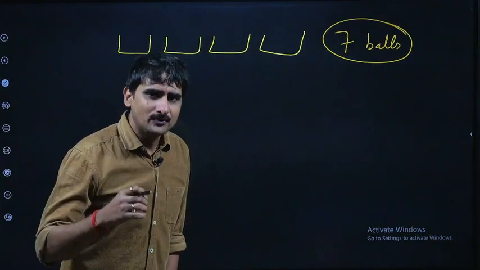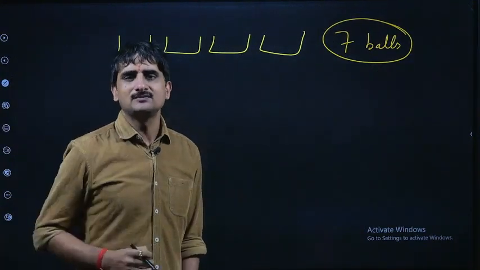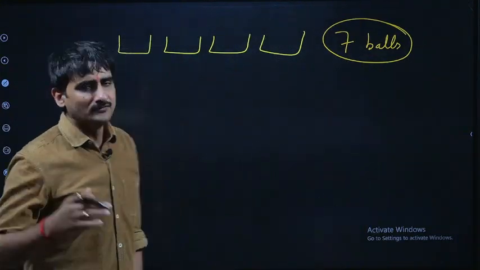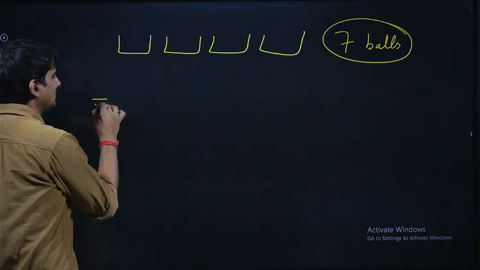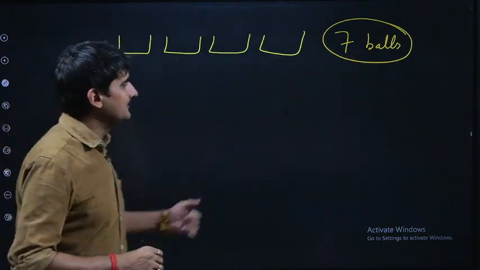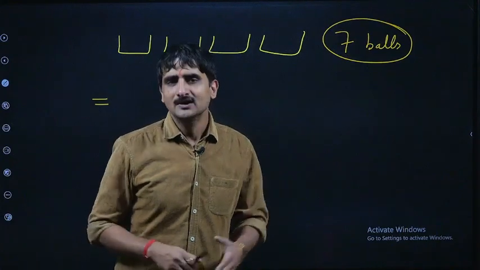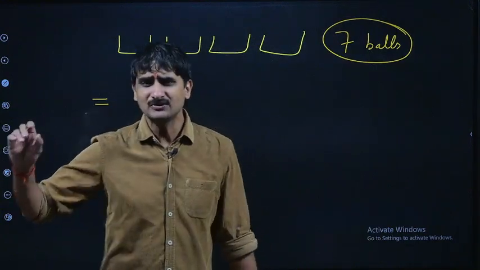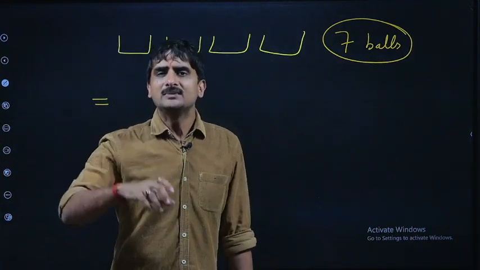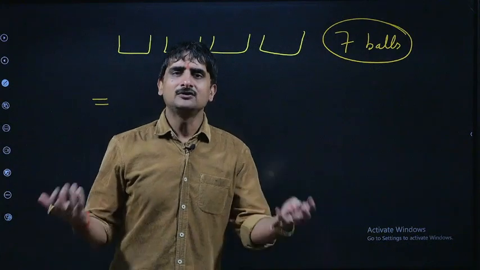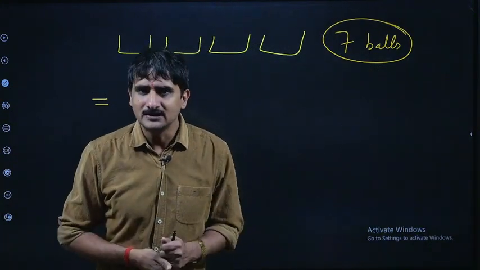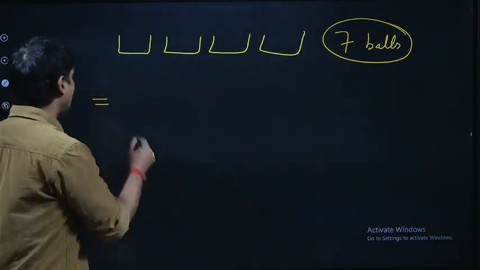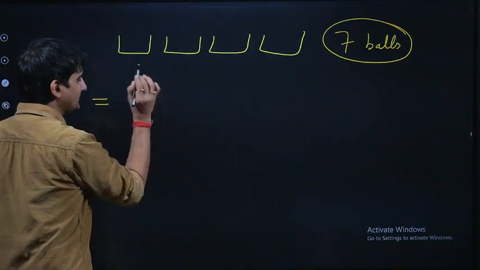Now, all possible ways of putting 7 balls in 4 boxes without any restriction. So what are those possible ways? See, every ball has 4 choices. You pick up a ball, you have 4 boxes in front of you. You can drop it in any box. Pick up the second ball, again there are 4 boxes in front of you. You can drop it in any box. So every ball has 4 choices. So 4 into 4 into 4, how many times? It's 4 raised to the power 7.